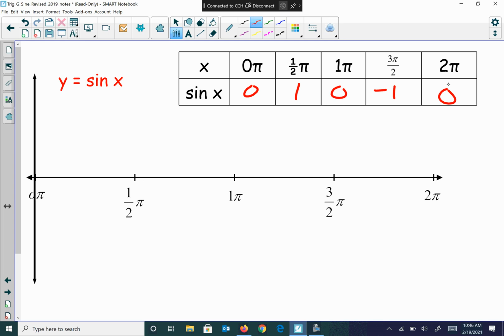Okay. So I plot 0 at 0, 0. At pi halves, it goes up to 1. Pi goes back down to 0. 3 pi over 2 goes to -1. At 2 pi, it's back at 0. So my sine graph does this.